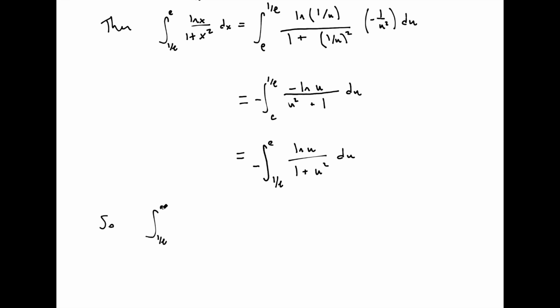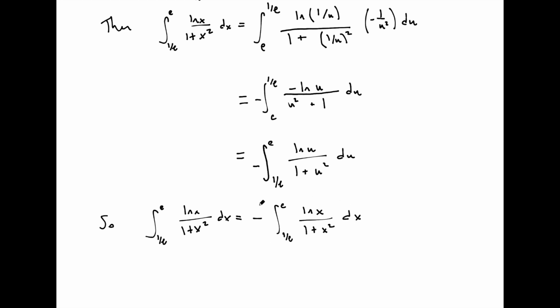This integral that we started with, 1 over e to e of log of x over 1 plus x squared dx, well, this is the same thing as negative integral from 1 over e to e of the same thing. Here again I'm just going to switch back to x because it's a dummy variable and it doesn't matter what I call it. And then notice this is exactly the same as this. Treat this like an algebraic equation and solve for the integral that we want.